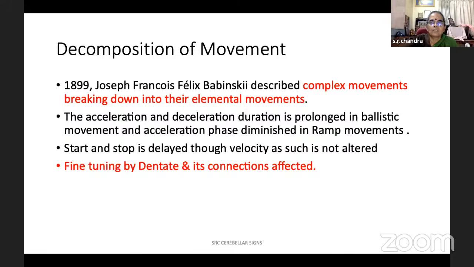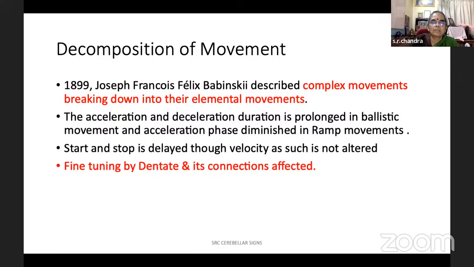Next, what is this decompositional movement? When you have to carry out a movement, we quickly do it like this. Instead, each movement becomes broken into small movements. That is decompositional movement.